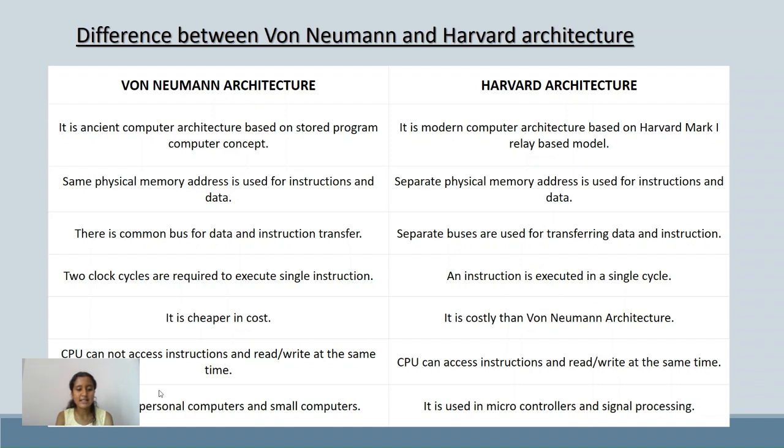CPU cannot access instructions and read or write at the same time in von Neumann architecture. CPU can access instructions and read and write at the same time in Harvard architecture. Von Neumann architecture is used in personal computers and small computers, while the Harvard architecture is used in microcontrollers and signal processing.